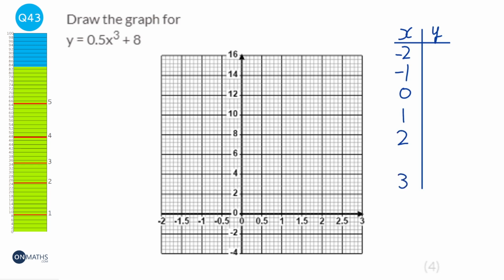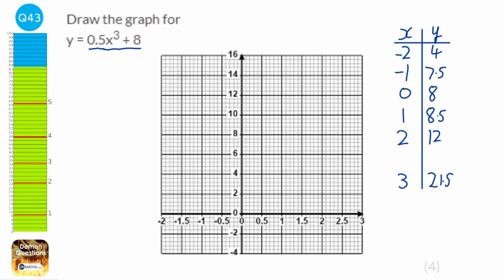So what I'm going to do is type these into a calculator. I'm going to type in 0.5 times brackets -2 close brackets cubed plus 8 into the calculator, and that gives me the answer of 4. I'll do the same with -1, that gives me 7.5. 0 gives me 8. 1 gives me 8.5. 2 will give me 12. 3 will give me 21.5.